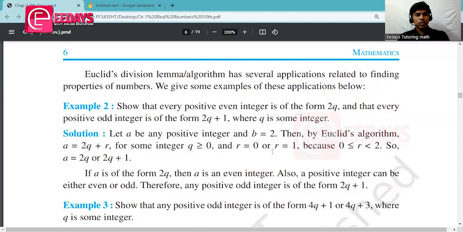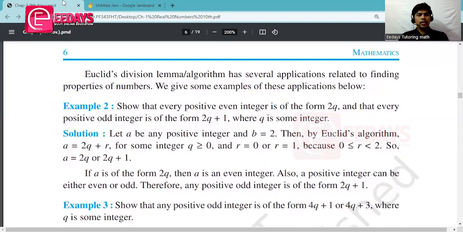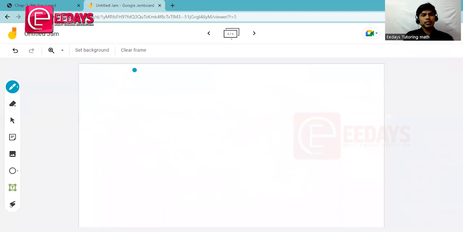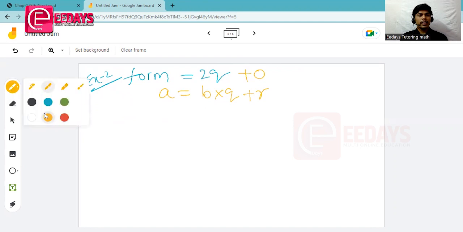Let's do it here, for your reference. The form they have given is 2q. But what is the condition for Euclid's lemma? We write a is equal to b into q plus r. Here they have given only 2q, so if nothing else, you can take r as 0. So the question we can rearrange like this.